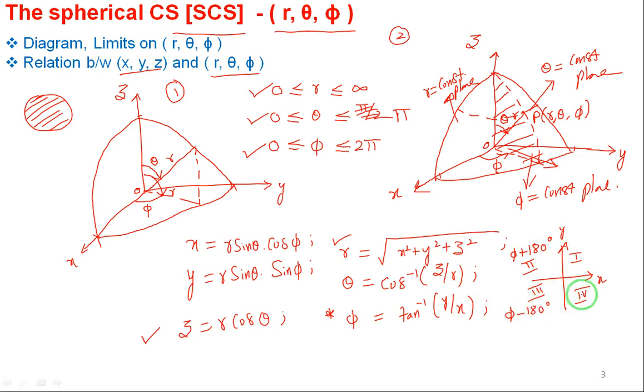Alright. If the point comes in first and fourth, don't worry, whatever the value of phi, that is the original value. But if it comes in the second quadrant, add plus 180 to it. But if it comes in the third quadrant, subtract 180. That's all. Right? I hope you know how to calculate x, y, z if I know r, theta, phi, and how to calculate r, theta, phi if I know x, y, z. I hope you came to know.